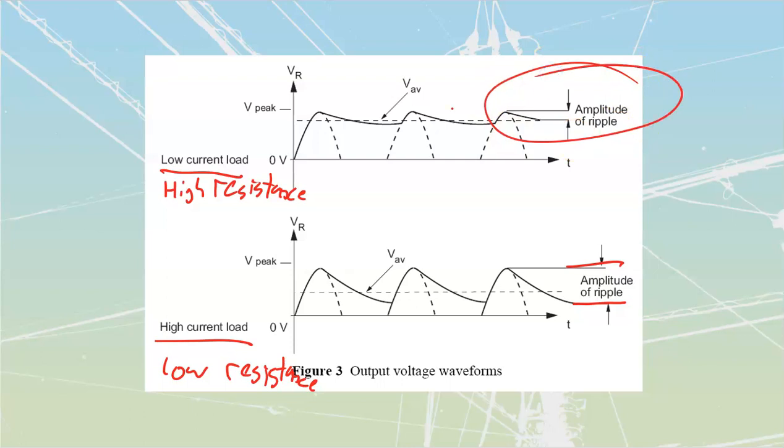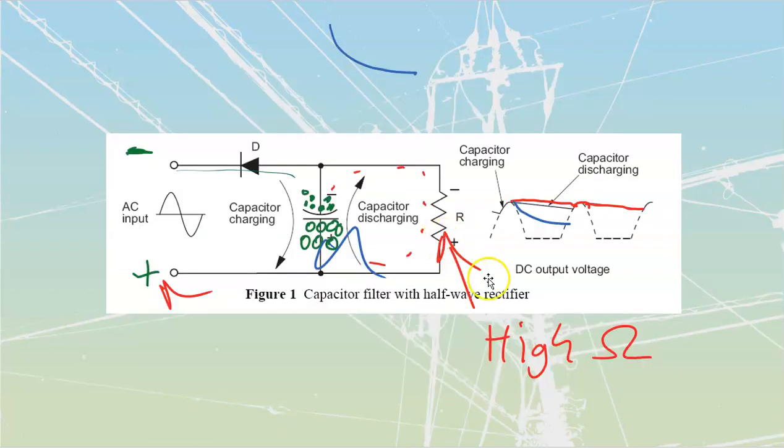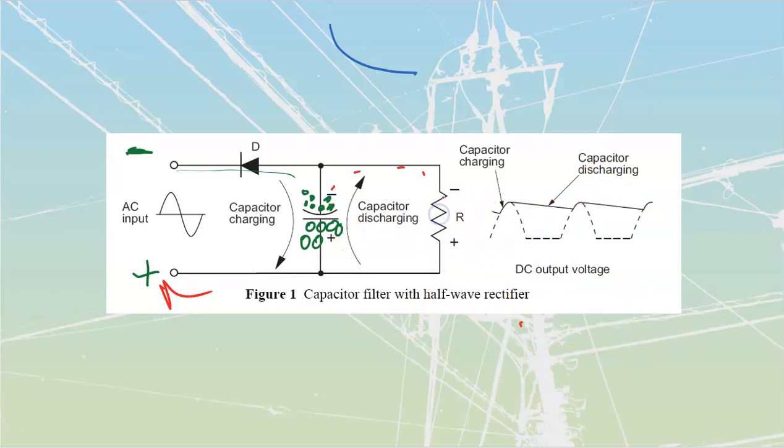There's only a couple ways that we can create a low amount of ripple. One would be to have a high resistance load, but that's not always practical. Sometimes we actually need to have a low resistance load. The only way that we can get less ripple then would be to get a bigger cap. Okay, we'll just draw a bigger cap. That bigger cap would then allow us to store more electrons on it, which would mean that we would be able to maintain that voltage for a longer amount of time.